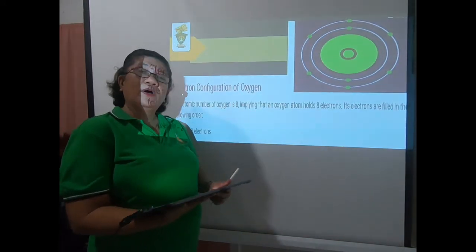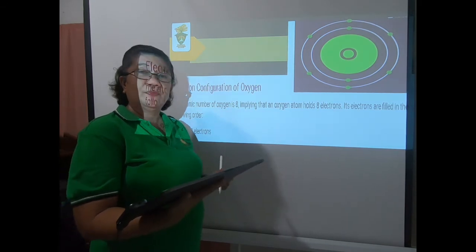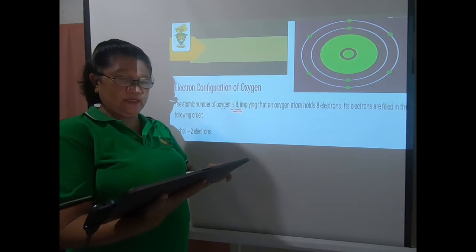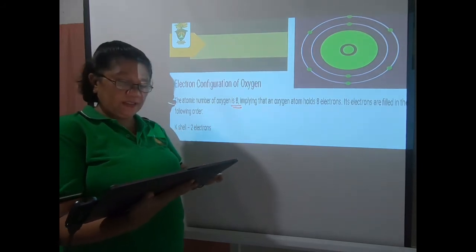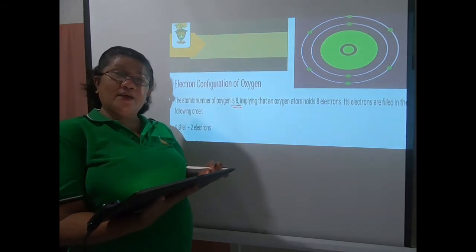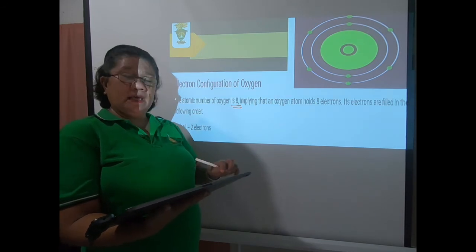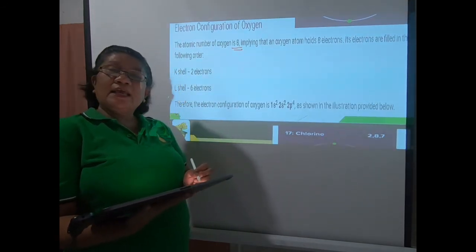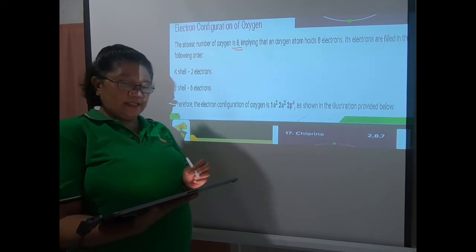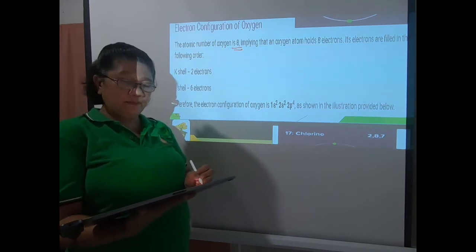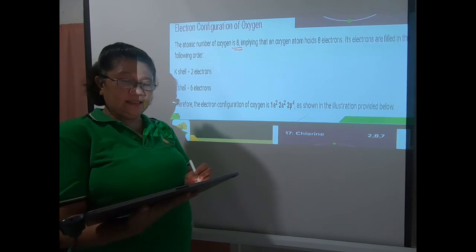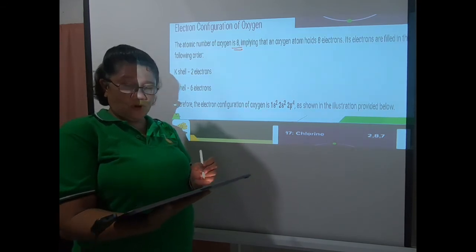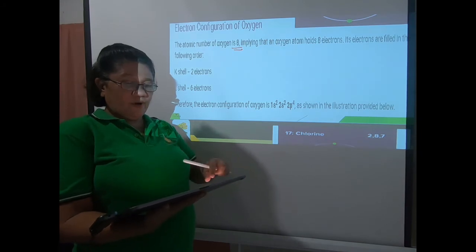So for example, we have oxygen. We already know that oxygen has 8 electrons. Okay, so how are we going to fill it up? How are we going to have it in the electronic configuration? So, how many electrons in the first? That is 2 electrons. Then followed by, because there are only 8, followed by 6.